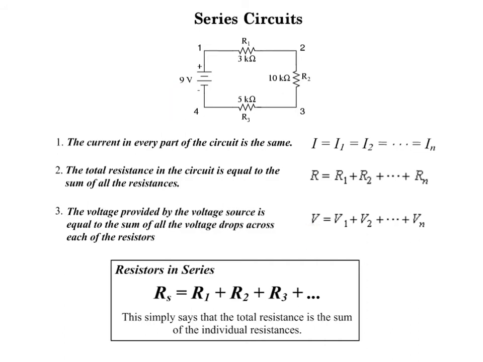Now, on your equation sheet for resistors in series, you'll be given this equation here, which simply says that the total resistance is the sum of all the resistances. And you have to remember then that the current is the same in a series circuit, the total resistance adds up, and the voltage drops add up. Let's take a look at a couple of examples here of series circuits.